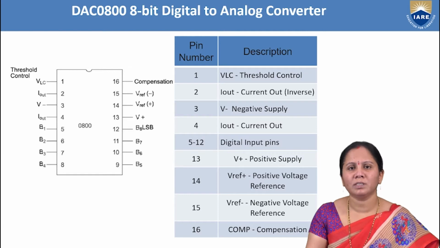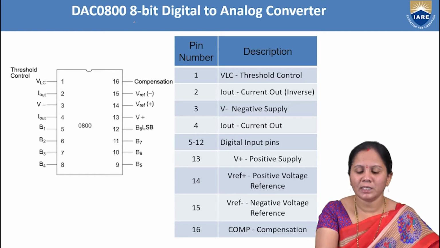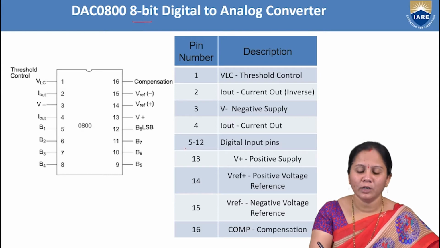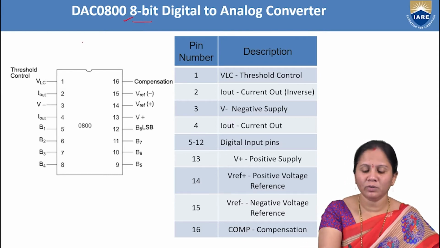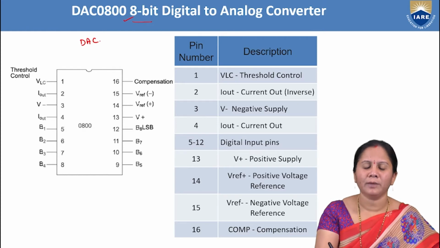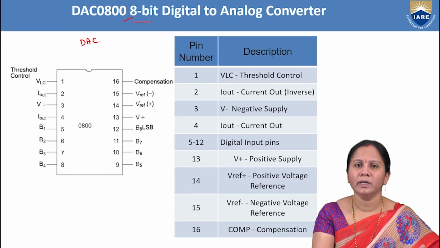Now, those are some of the features of this DAC 0800, that is, the digital to analog converter IC. So this IC is an 8-bit IC. Why are we calling it 8-bit here? Totally, this is a DAC, digital to analog converter.